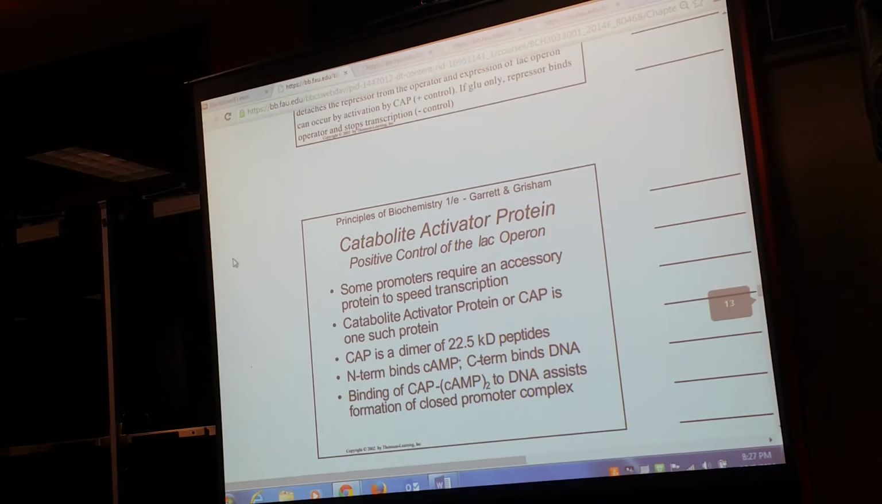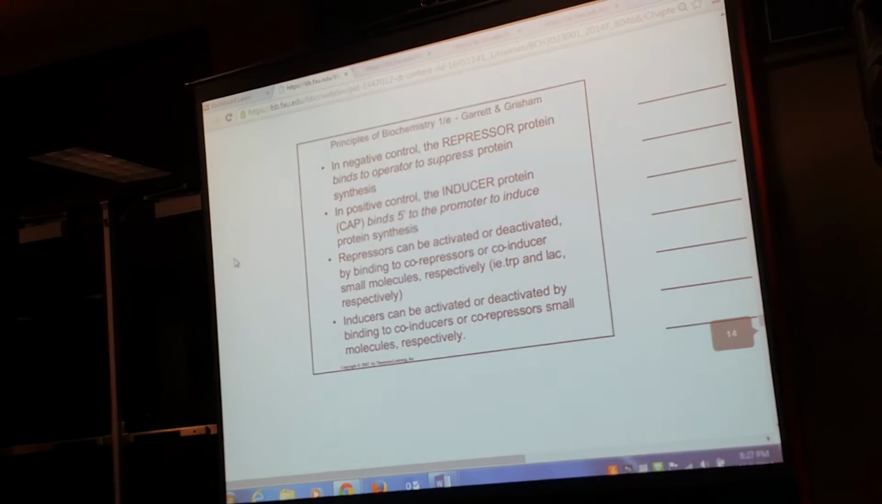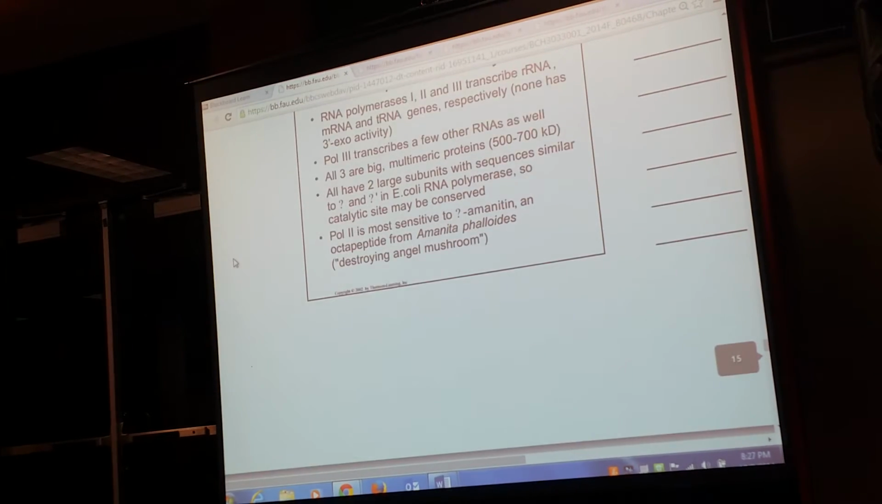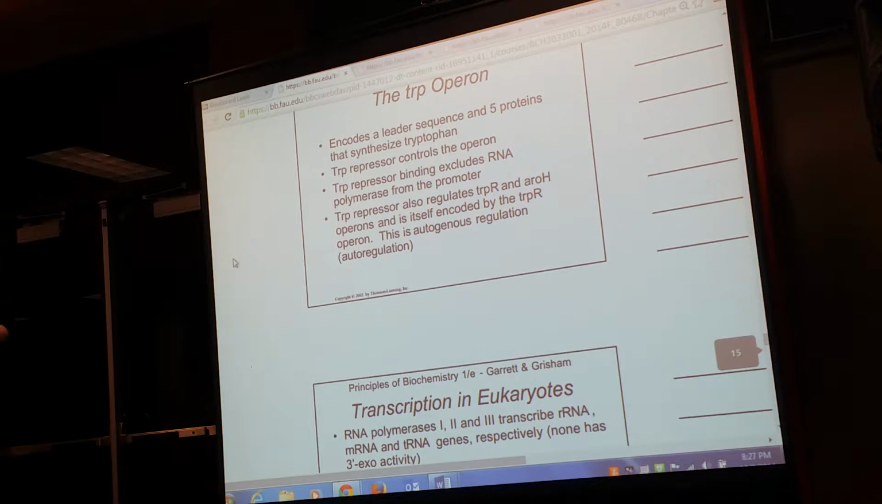Let's see. Once again, you don't need to know anything about the tryptophan operon, so you can skip that.